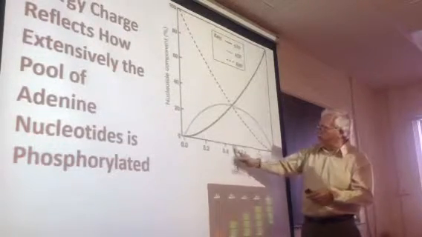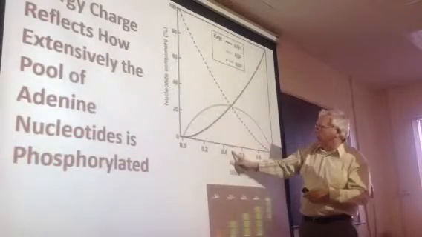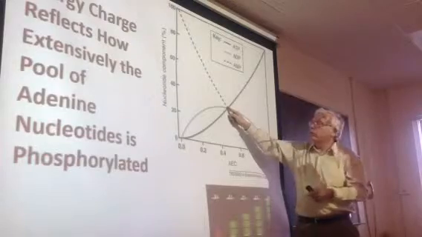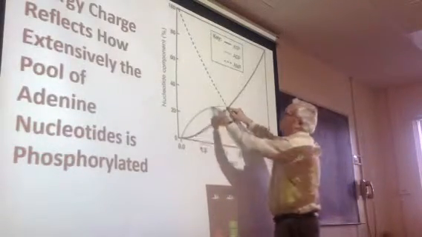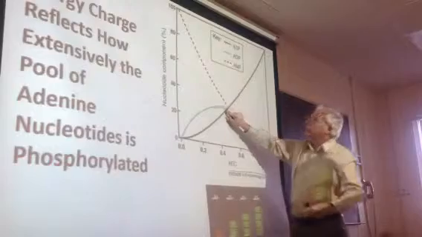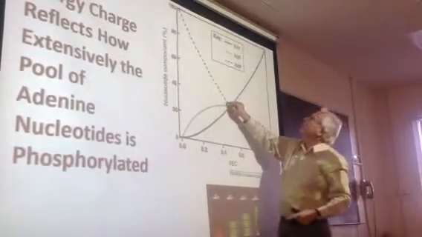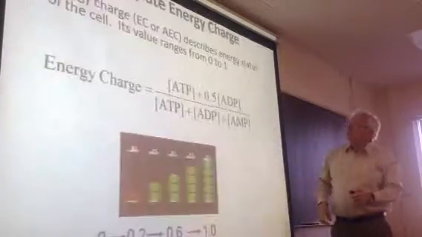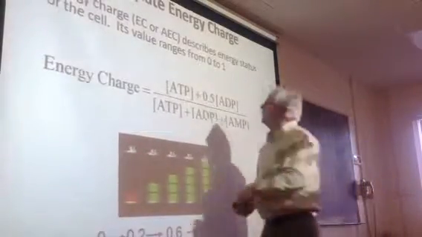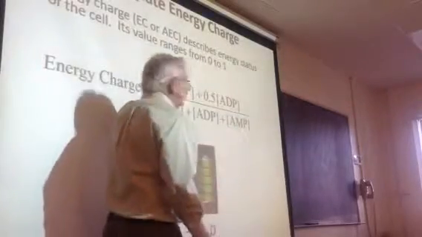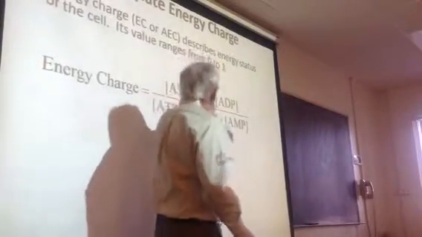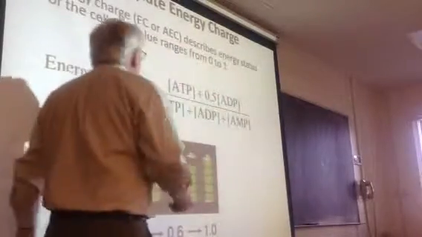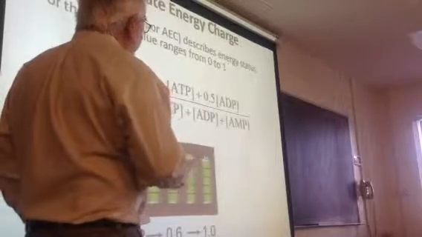So right here at an energy charge of 0.5, this is the midpoint, we've got equal amounts of them. The ADP is at about 33%, ATP is about 33%, and the dotted line, the AMP, is also 33%. So, to do an example, this would be 0.33 plus half of 0.33, that's 0.16 something. So that would add up to 0.5.